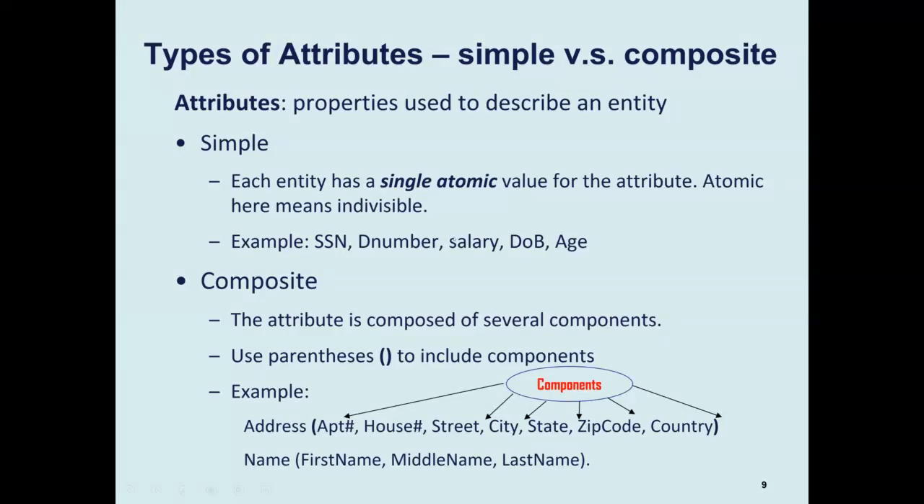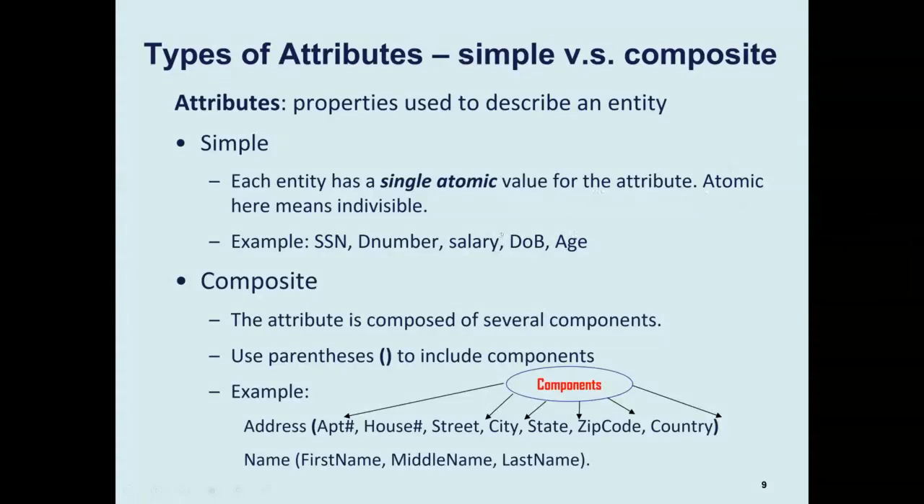A simple attribute means that, for example, using SSN for each employee, that employee can have only one SSN. Then for the same employee, that employee should have only one salary. So the salary attribute can only take one value, and that value is not decomposable, meaning we cannot further split that salary value into several subcomponents. And similar for the age.